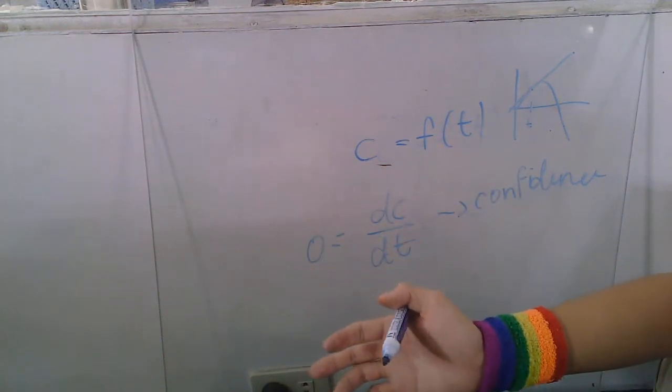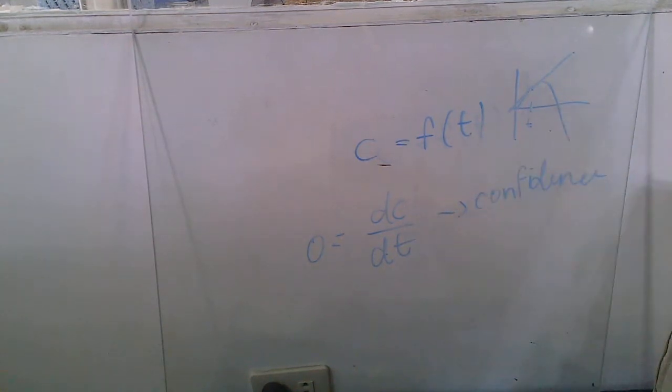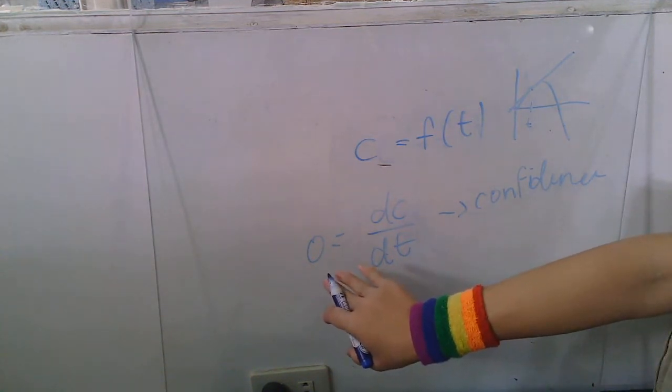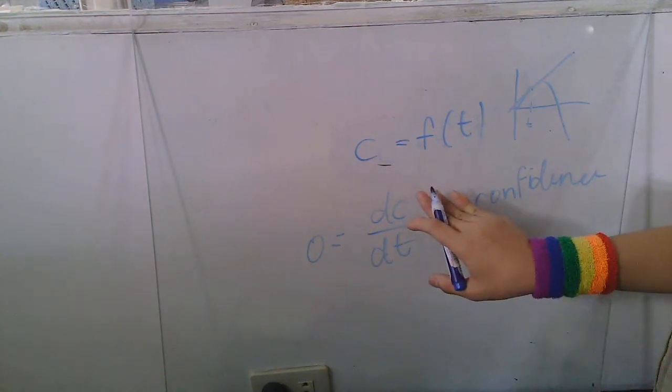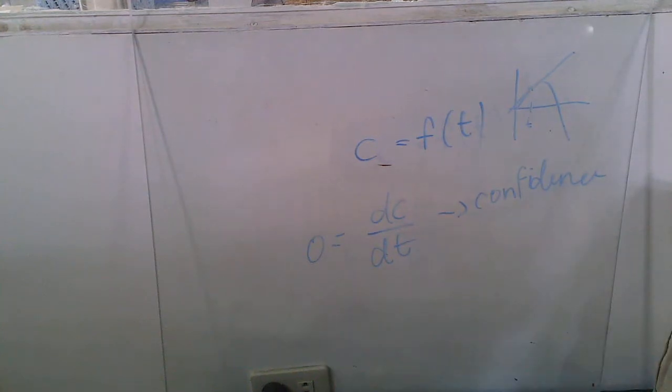Now, what more can we say about this equation? Well, of course, the derivative of C with respect to t must equal O, and if we have a function C here, it must satisfy this equation.